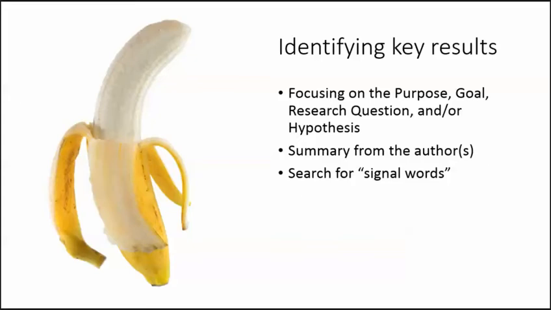So, focusing on the purpose, goal, and question, or hypothesis, helps us peel away the information that's important and contributes to the quality of what we know, but isn't the takeaway message. Sometimes the authors summarize the information in the discussion in a way that makes it pretty straightforward to find the knowledge, but sometimes it's a little more tricky, like when the top of the banana doesn't want to break away. Then we use the signal words to help us get to that knowledge.